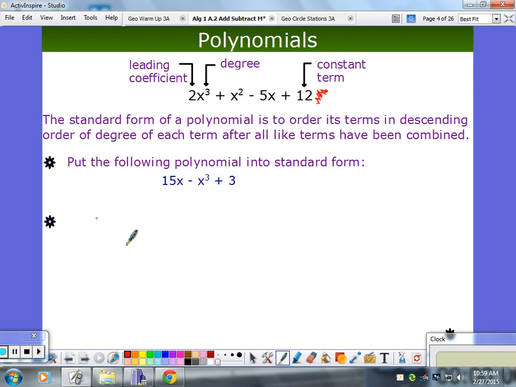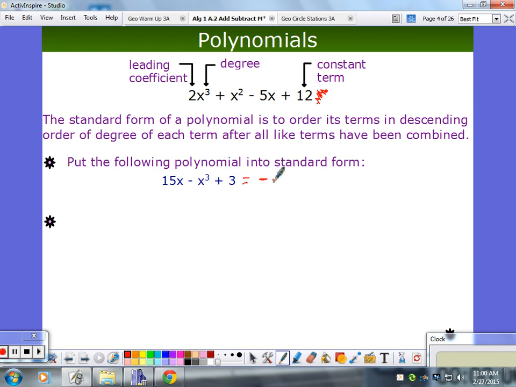Okay? So let's see. This one is on your paper on the middle page, number one. Everybody's listening and doing this. So let's rewrite this. Which term goes first? Who's got the biggest degree? Yes, Matthew?